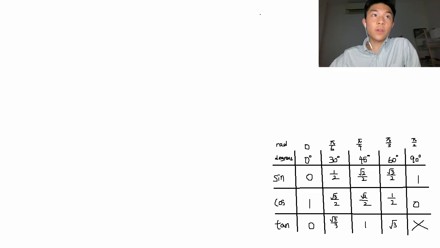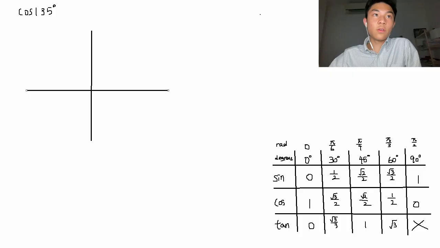So let's look at our next example, cosine of 135 degrees. So again, we want to start by drawing the axis and sketching the angle. So 135 degrees, it will go a bit less than 180 degrees, right? It will be between 90 and 180. So it'll go around here, 135 degrees.